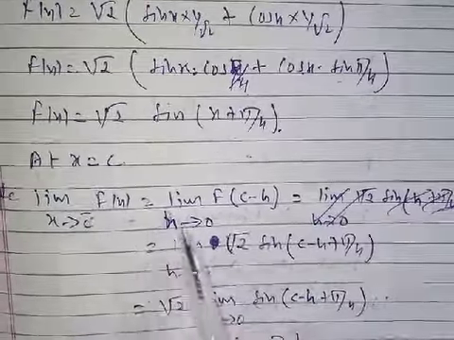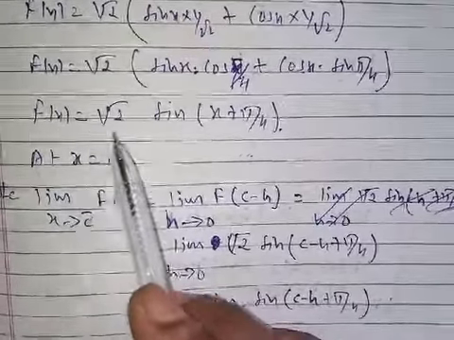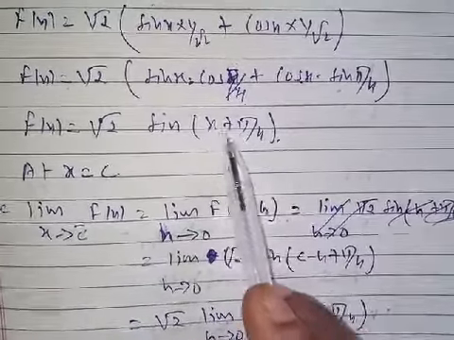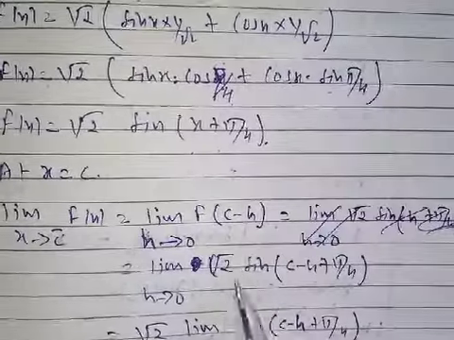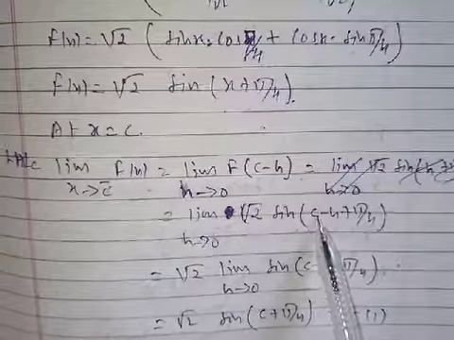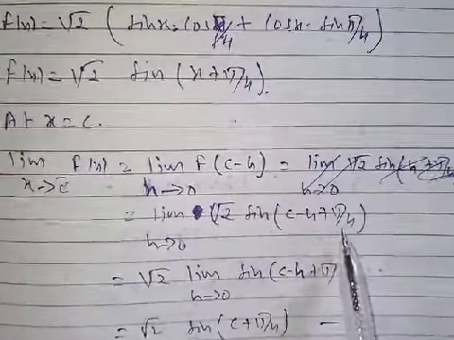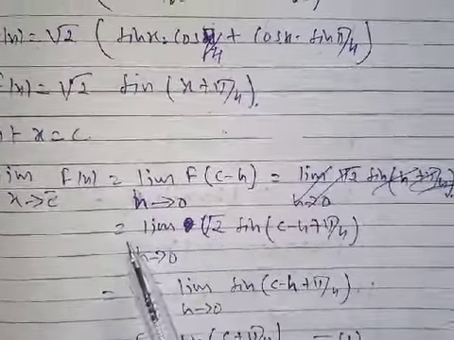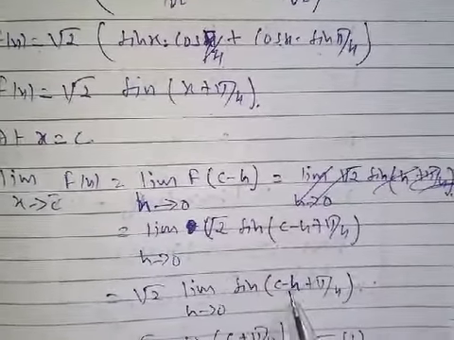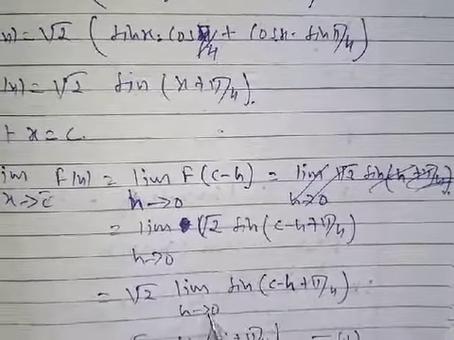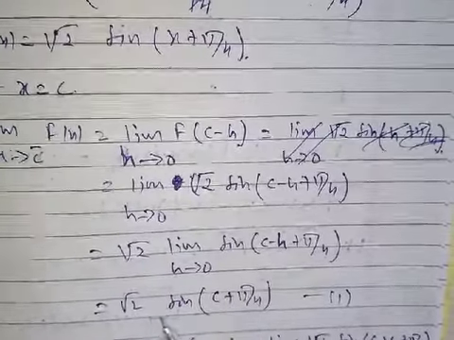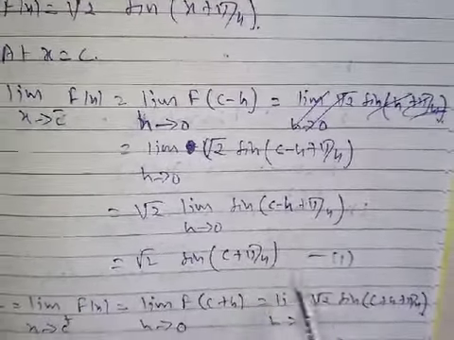In place of x, what will you write? c minus h. So how will it look? Root 2 sin, in place of x you will place c minus h plus pi by 4. So we will write limit h tends to 0 of root 2 sin(c minus h plus pi by 4). Root 2 is a constant, you will take it outside the limit. So root 2 limit h tends to 0 of sin(c minus h plus pi by 4). If you substitute h tends to 0, this will become root 2 sin(c plus pi by 4). That is the first.